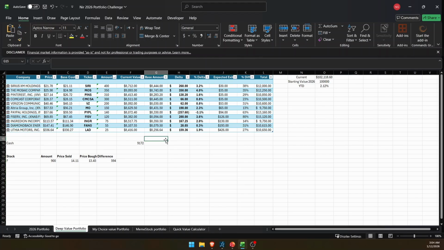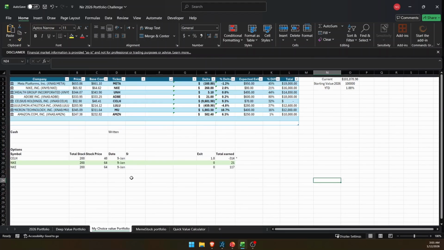So what happened was I bought Ford, which I meant to buy last week. I bought it at a higher price than I wanted to buy at, $13.45, and luckily it did go up to $14.11 on Friday when I was checking the accounts. So I sold it for a decent profit of almost $600.